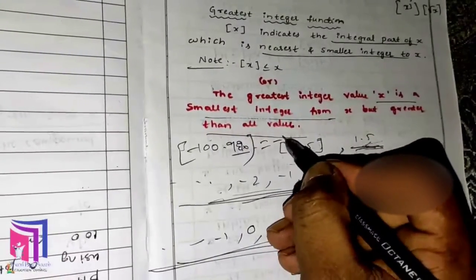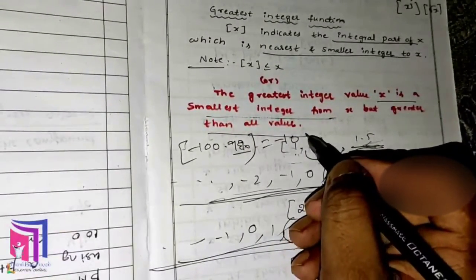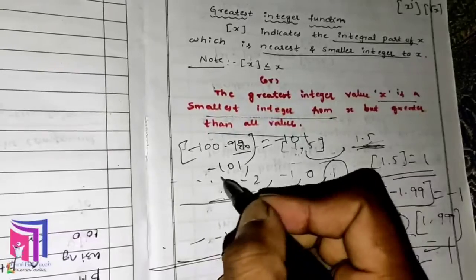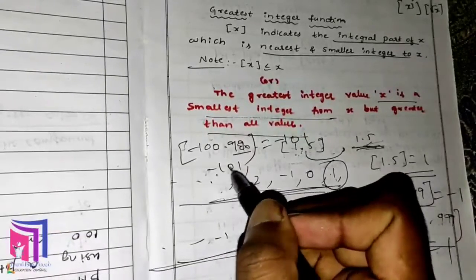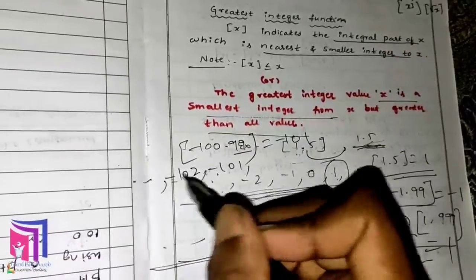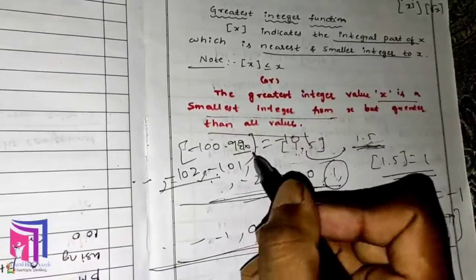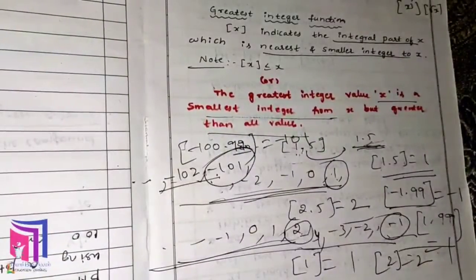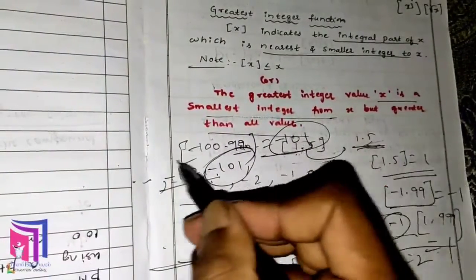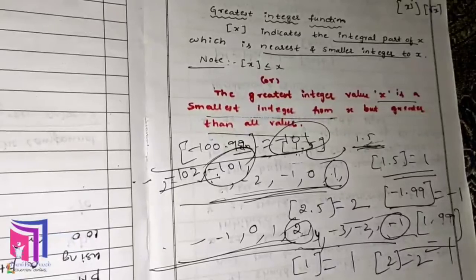The answer is minus 101. The nearest and smallest integers are minus 101, minus 102, and so on. Among all these integers, minus 101 is the greatest integer. That's why this is the answer for this function.